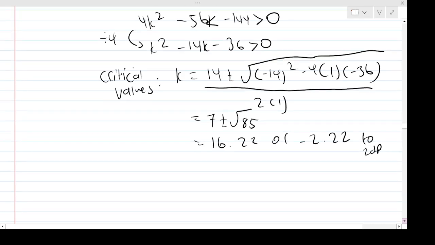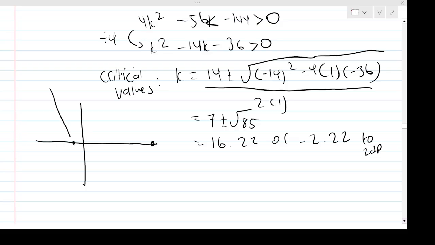So then we can sketch our graph. So we know what our values are. That's going to be at minus 2 there, and 16 will be all the way there somewhere. So if we sketch our graph, it's going to look like this. And again, it's a positive quadratic, so we're going to have that sort of shape. That's our graph. So that's going to be 16.2, and that's going to be minus 2.2 there. And that's k.